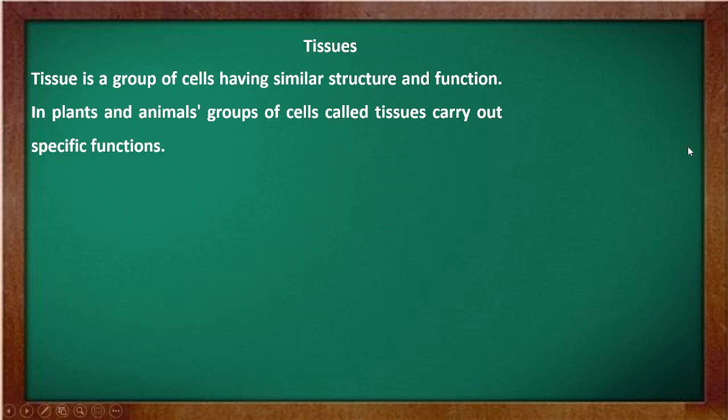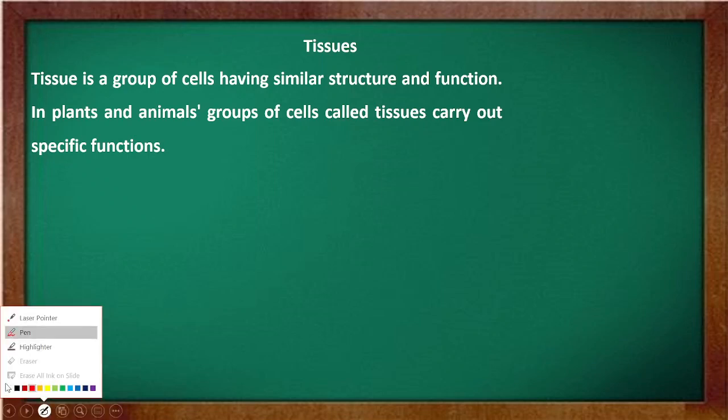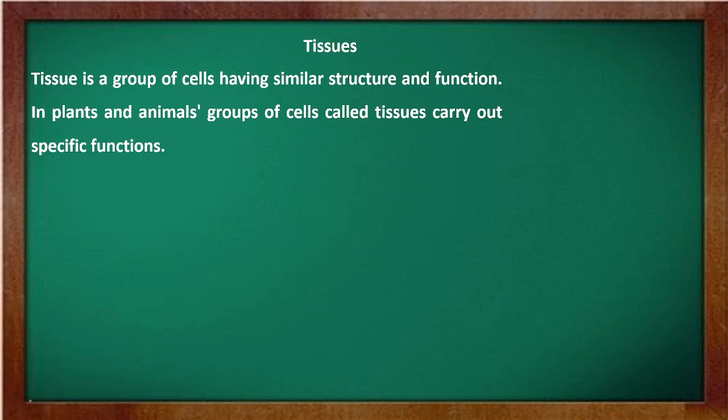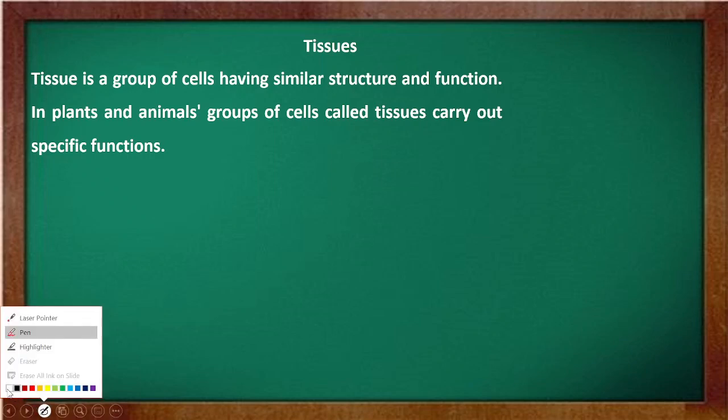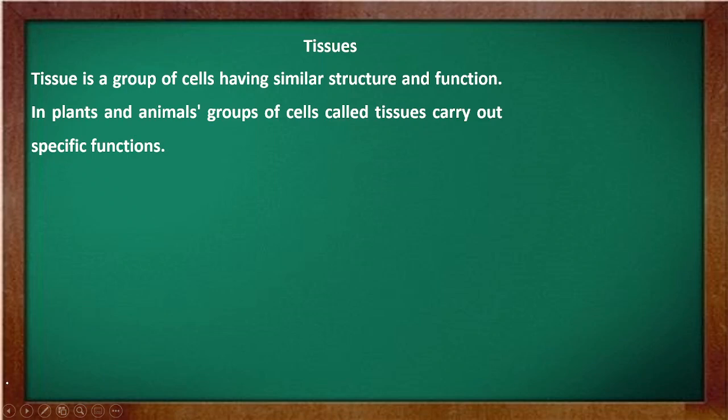Tissues are a group of cells which have similar structure, and they are assigned a particular work to do. In plants and animals, a group of cells called tissues carries out certain specific functions. Here the plant tissues and the animal tissues come into the picture. Are they the same or not? We will find out.